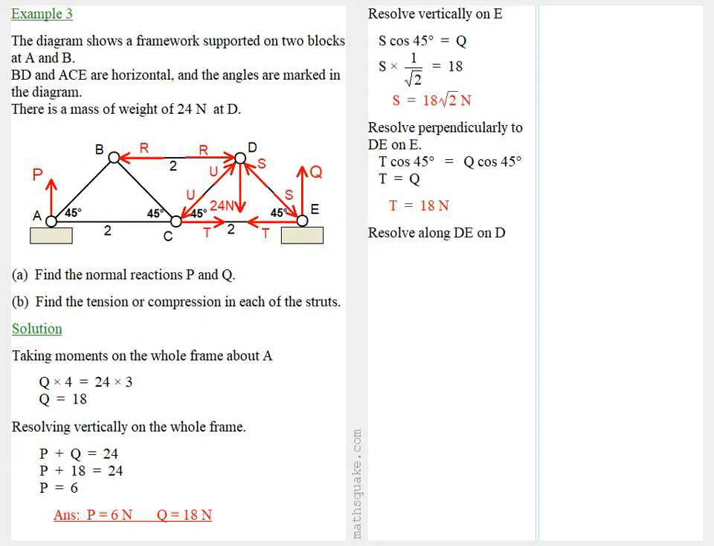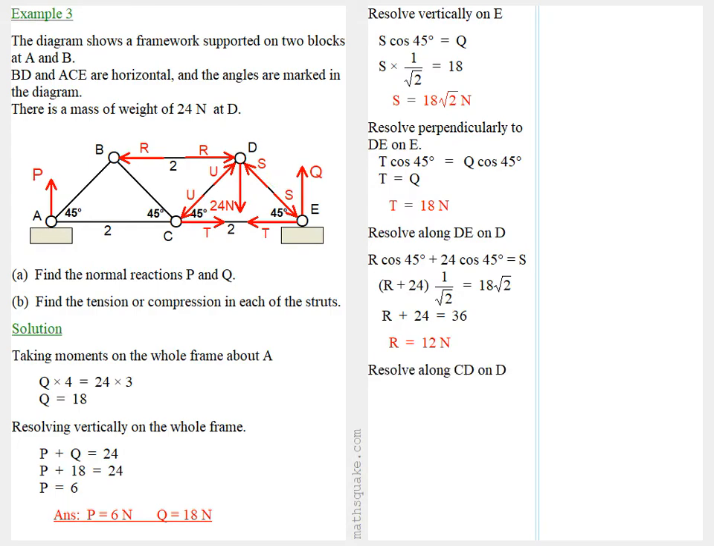If we resolve along DE on D, we have down R cos 45 plus 24 cos 45, and up we've got S. So R plus 24 times the cosine of 45, which is 1 over root 2, equals 18 root 2. And if we multiply both sides by root 2, we get R plus 24 equals 36, which means R is equal to 12 newtons.